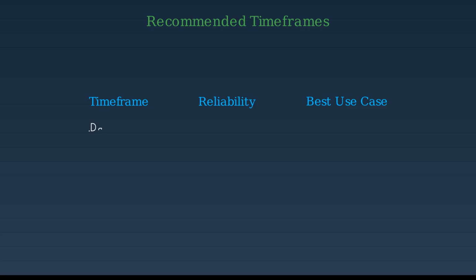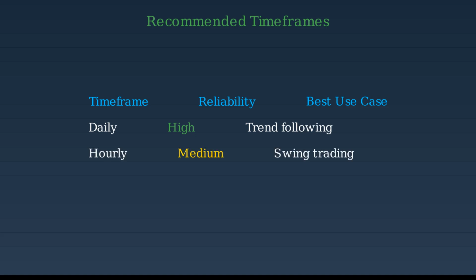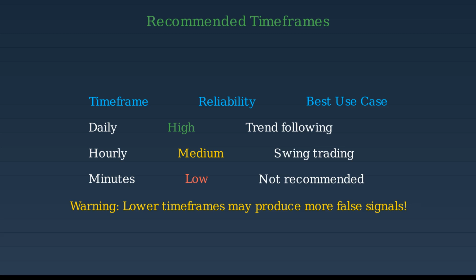Parabolic SAR works best on certain timeframes. Let's examine which ones provide the most reliable signals. Daily charts offer high reliability and are excellent for trend-following strategies. Hourly charts provide medium reliability and can be useful for swing trading. Minute charts generate low reliability signals and are generally not recommended. Be cautious when using Parabolic SAR on lower timeframes, as they tend to produce more false signals and whipsaws. With the proper setup and understanding of parameters, you're now ready to use Parabolic SAR effectively on your charts.